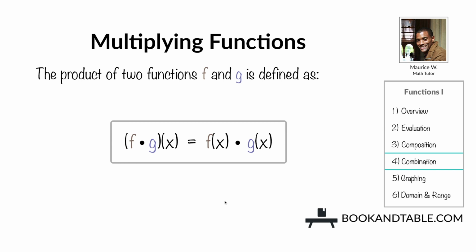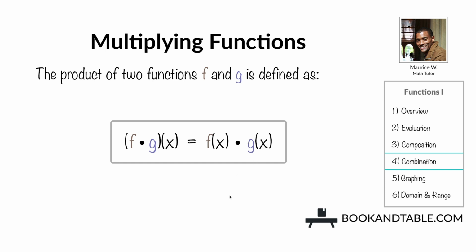The product of two functions, f and g, is defined as f times g of x is equal to f of x times g of x. So just like addition and subtraction, when we are multiplying two functions, it is the same as taking the first function and multiplying it times the second function.